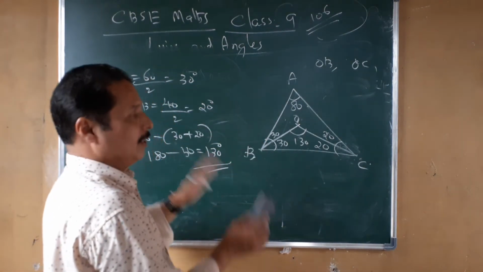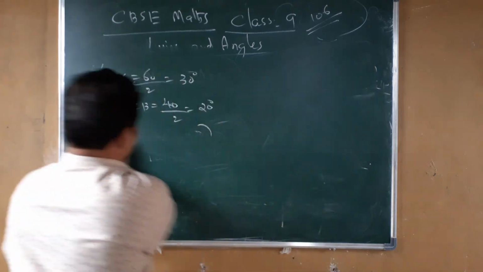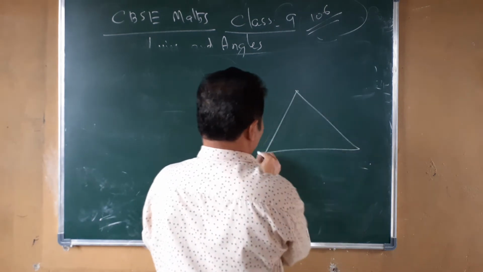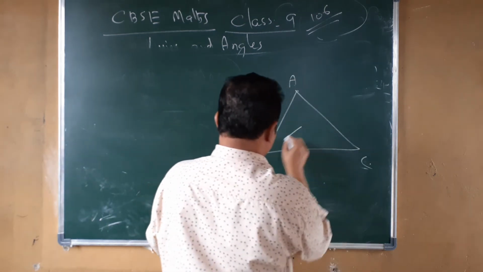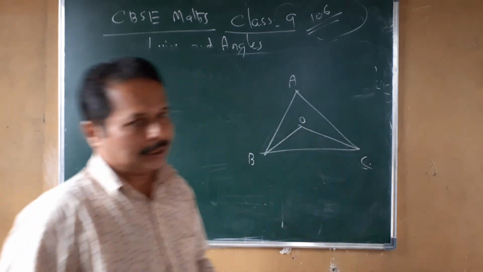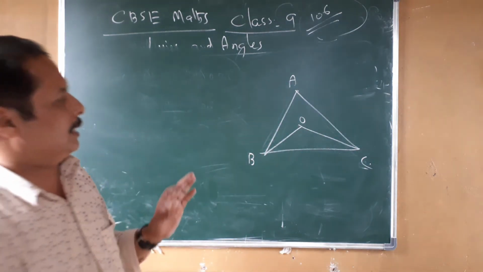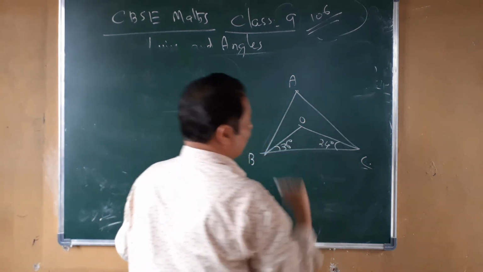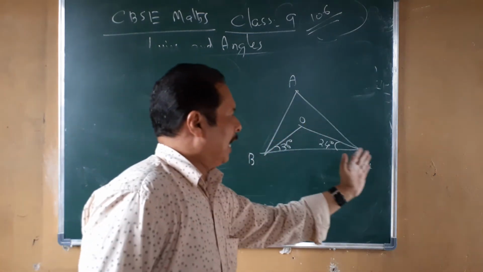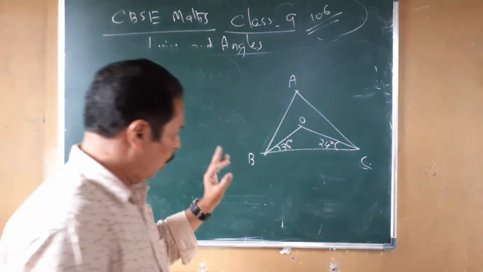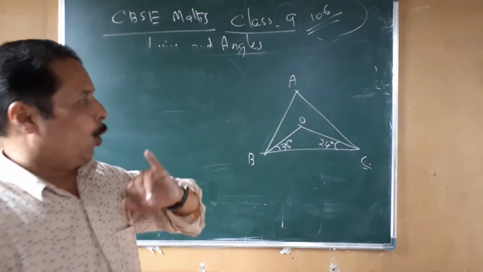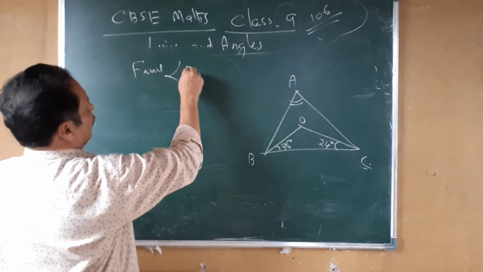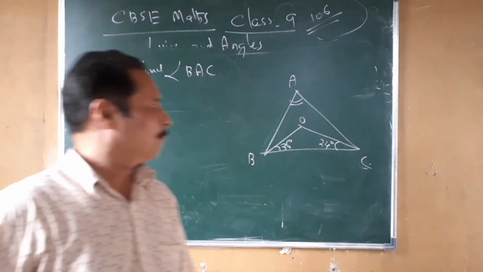Look very carefully. Then again you draw the same figure. Here also OC and OB are the bisectors. It is given 36 and 24 here. In the figure, OB and OC are the bisectors of angle B and angle C. We want to find angle BAC. Are you ready?